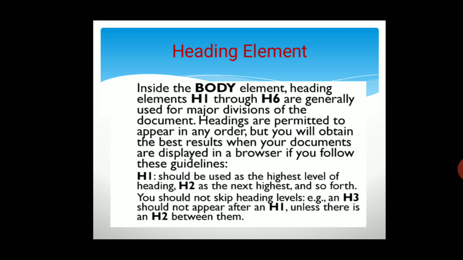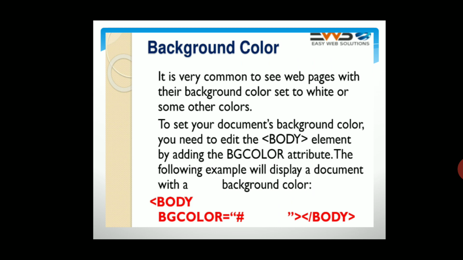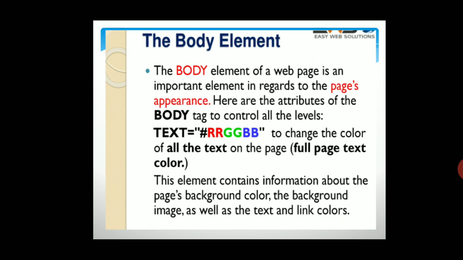So there are three attributes you have learned about the body tag. First one, background. Background means background image. Bgcolor means background color, and text means the color of the text. Okay, three attributes, and you can give the value by your own choice, like yellow, red, whatever color you want to put.